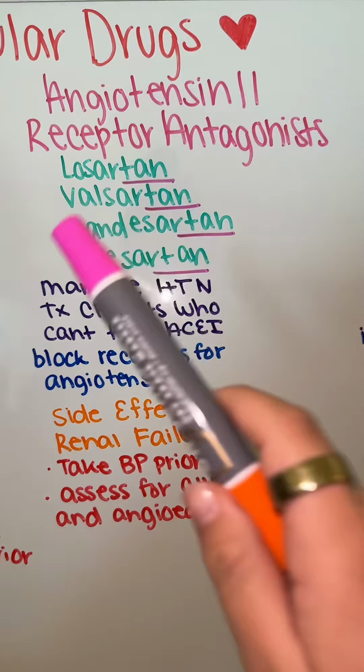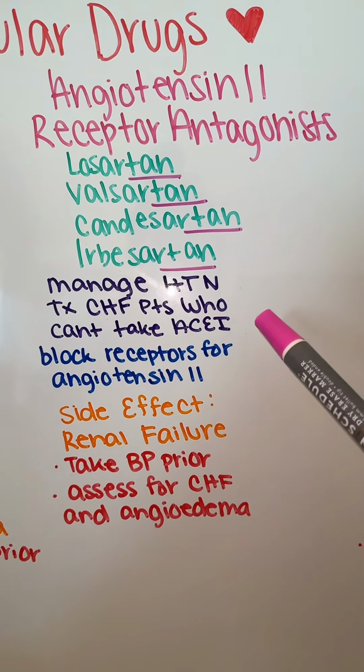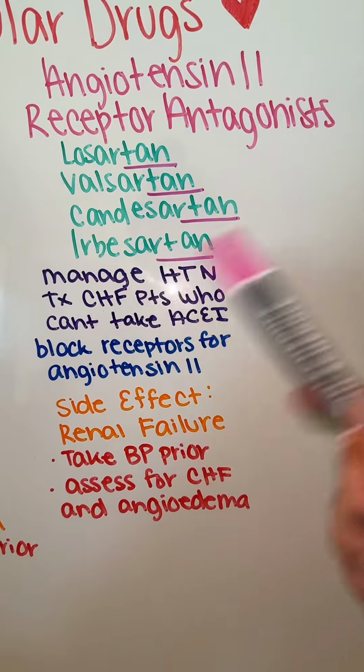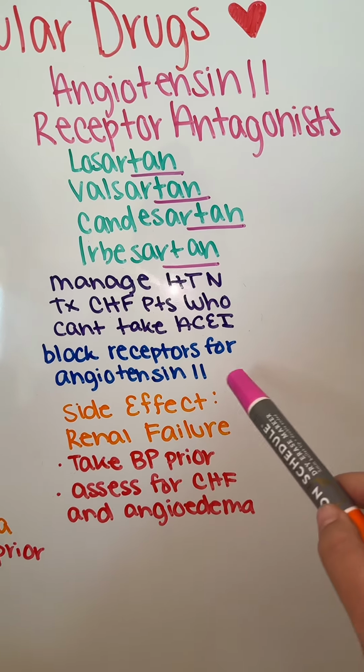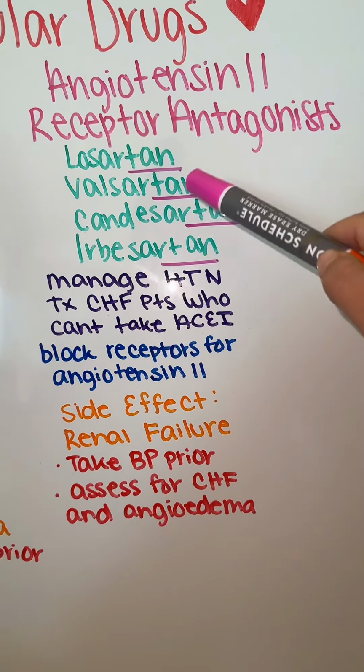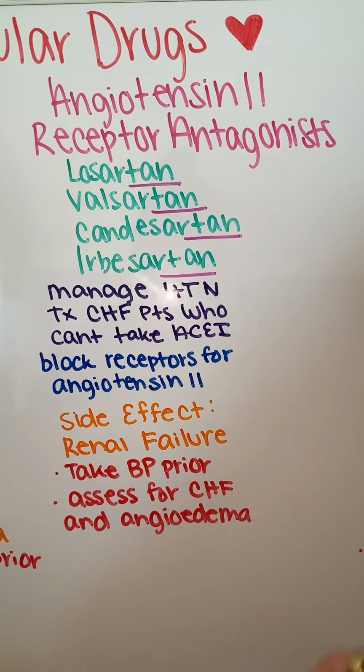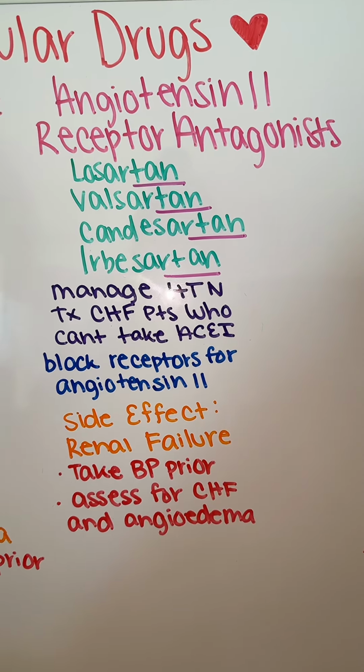Angiotensin agonists, the -TANs, typically only affect the blood pressure and are used to manage hypertension if another one is not able to be used. They block receptors of angiotensin 2, hence angiotensin agonists. And of course, take blood pressure prior to giving. And the biggest side effect here is renal failure.